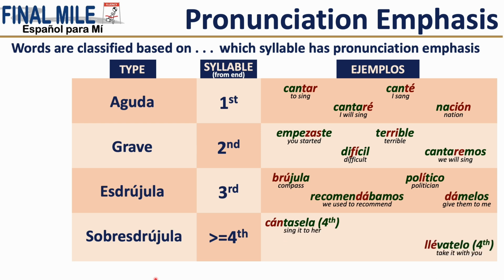Notice again, they all have graphic accents. Okay, let's try to read them. These are long words, okay? So just relax, do your best to figure it out. Cántasela. Científicamente. Llévatelo.